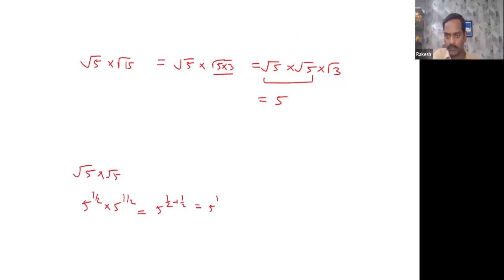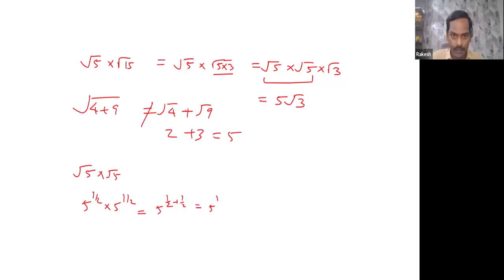Okay, we can make a thumb rule, right? So this becomes 5 and this root 3 will remain as it is. Right guys? Fine. But if I want to do 4 plus 9, I can't do it like this. Because 4 plus 9 is 13. Here this is 2 and here this is 3, which will make it 5. And we know that under root 13 and 5 are not equal, because 5 square is not equal to 13. 5 square is equal to 25.